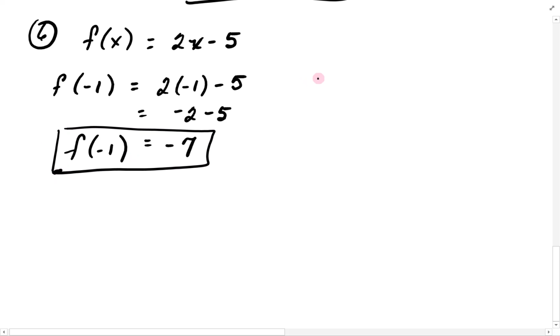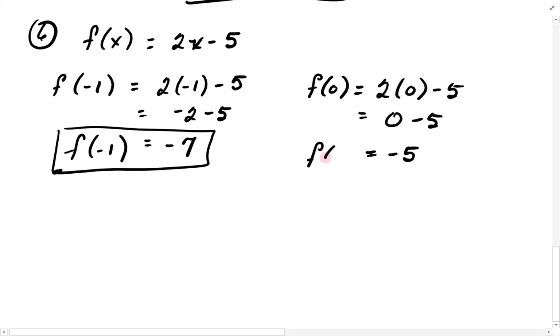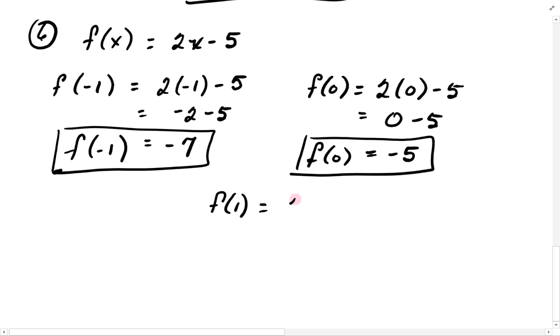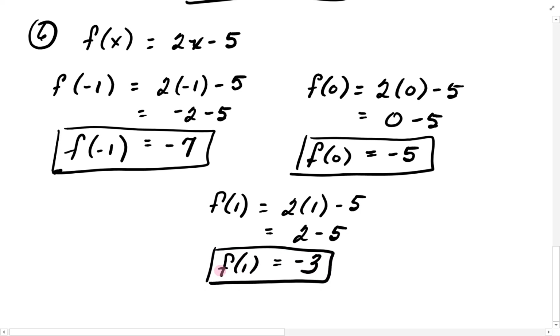Then it says find f of 0. So that's 2 times 0 minus 5, which is 0 minus 5, negative 5. F of 0 is negative 5. And the final one, it asks about f of positive 1. So that's 2 times 1 minus 5, which is 2 minus 5, or negative 3. F of 1 is negative 3.